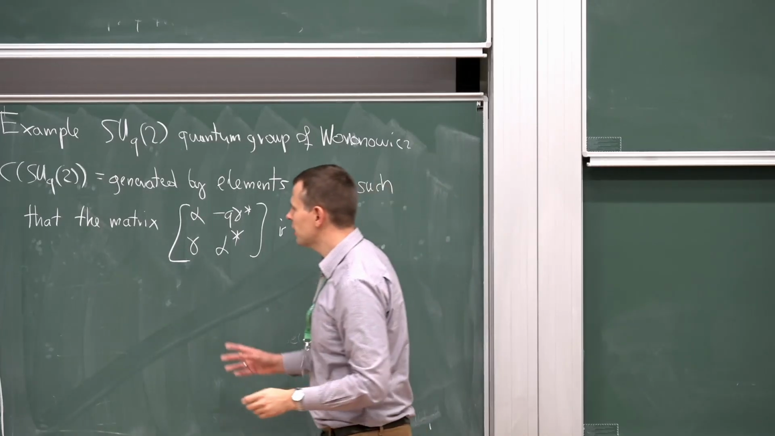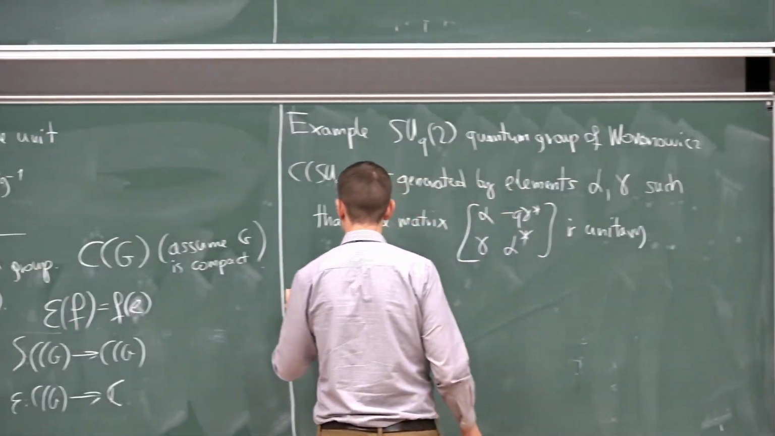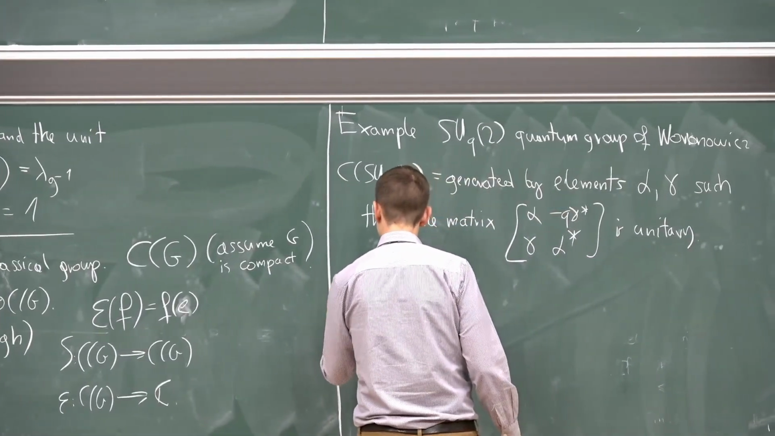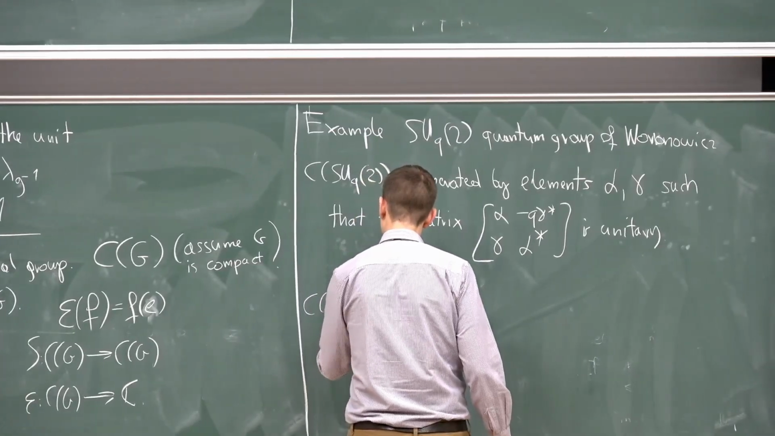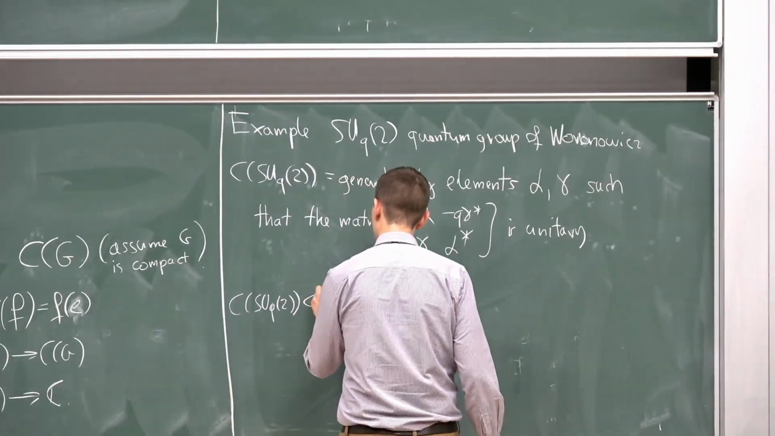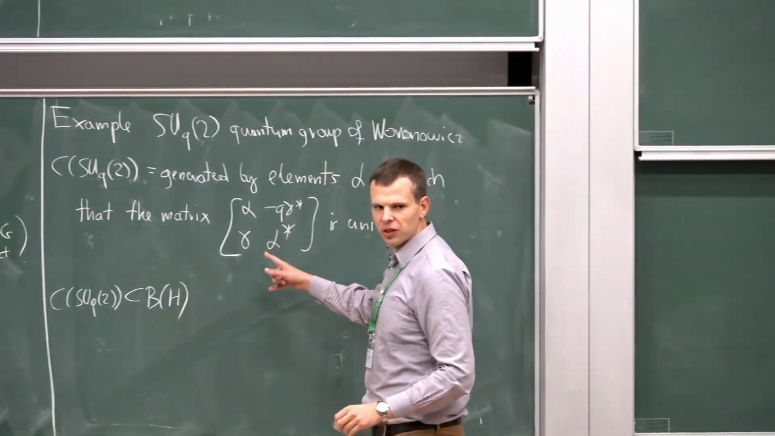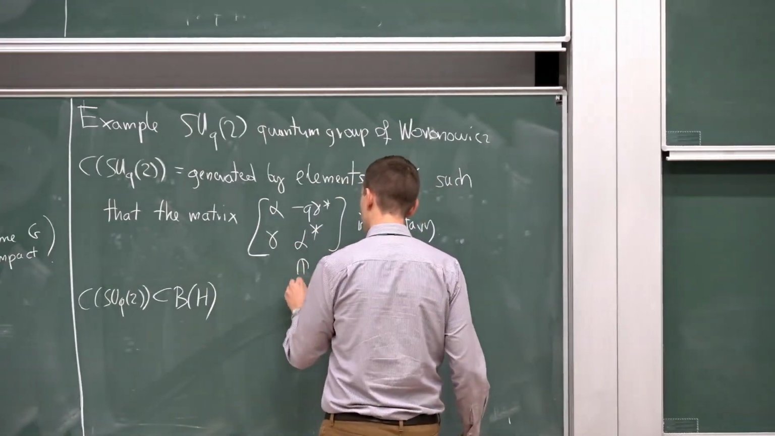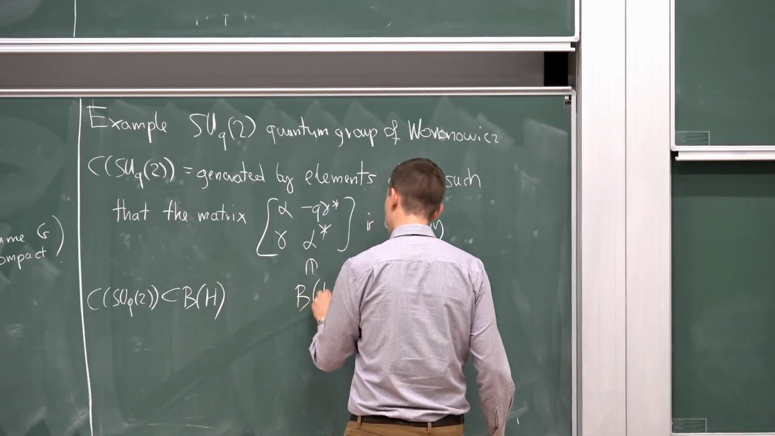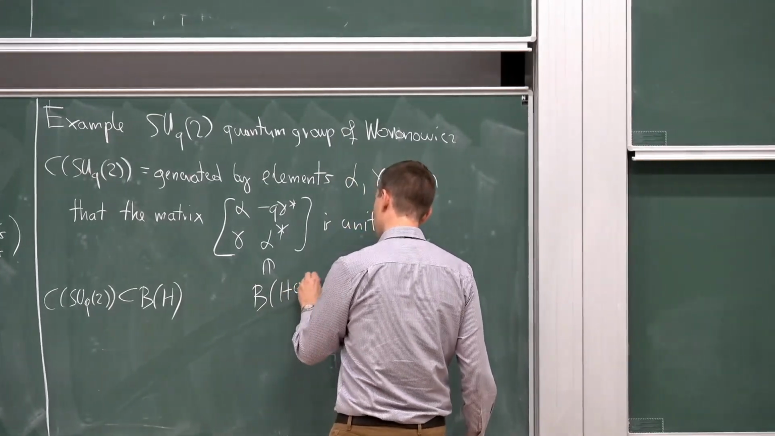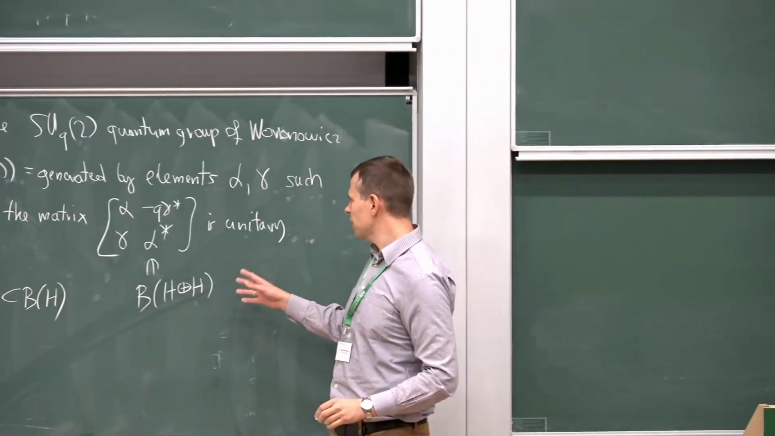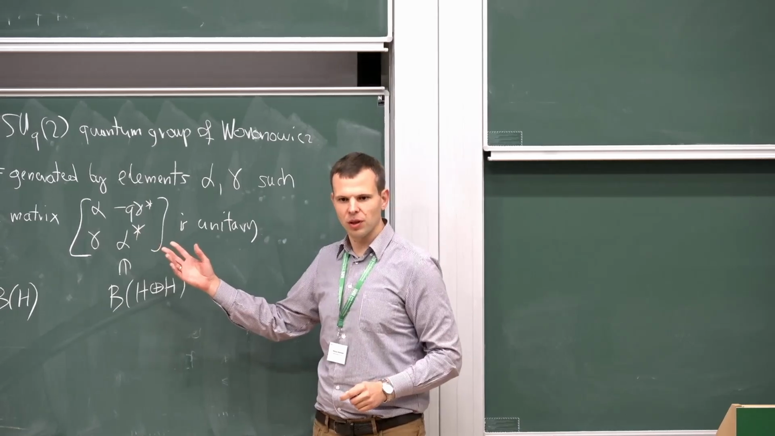So what I mean by this is that it's a C-star algebra, so C of SU_q(2) will live inside some B of H. Then this operator matrix will live in B of H plus H. So it will be a nice operator on the Hilbert space, and you ask this operator to be unitary.